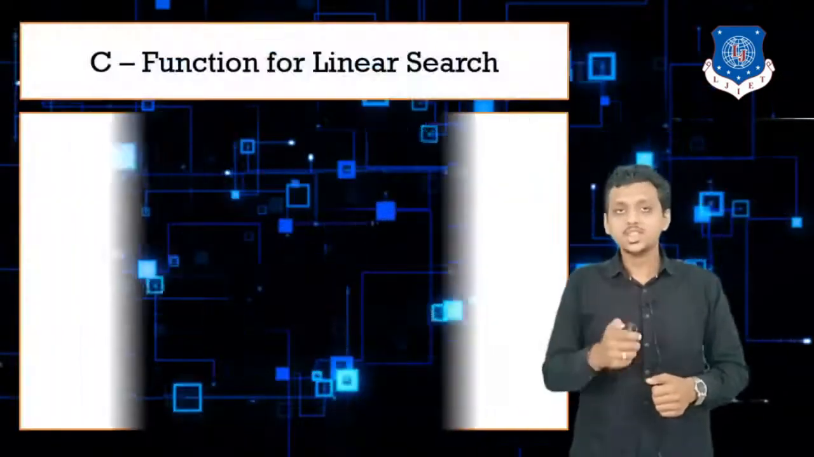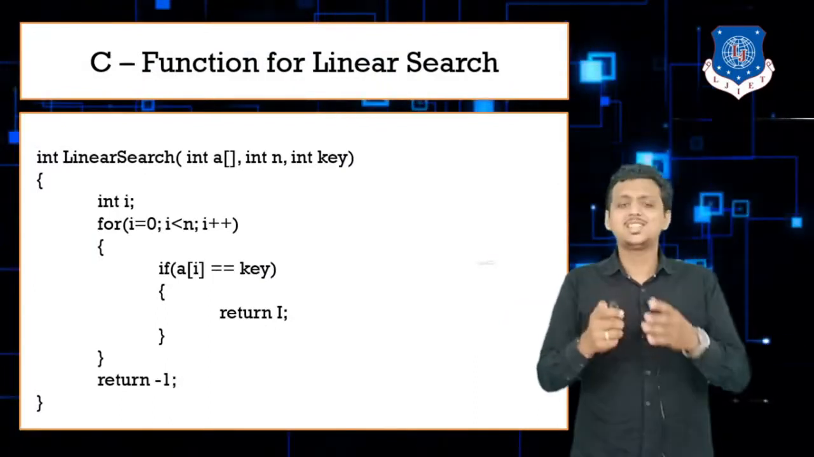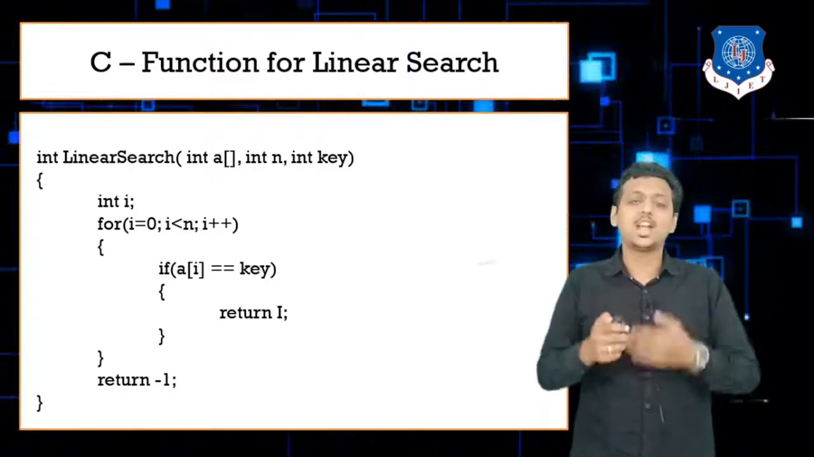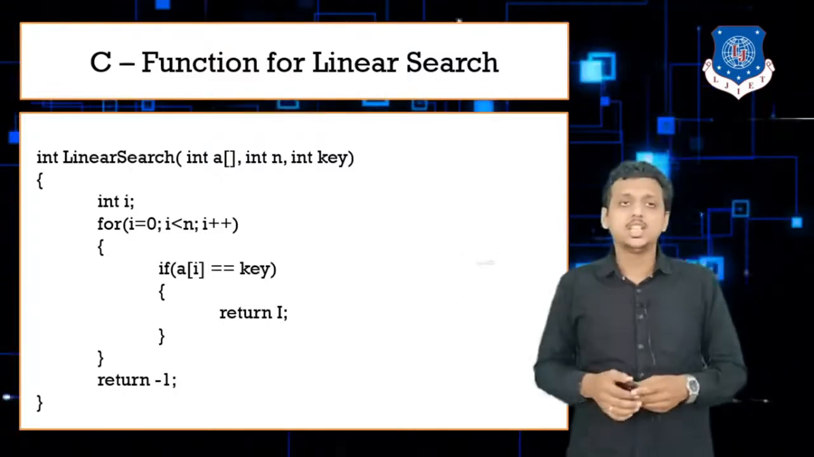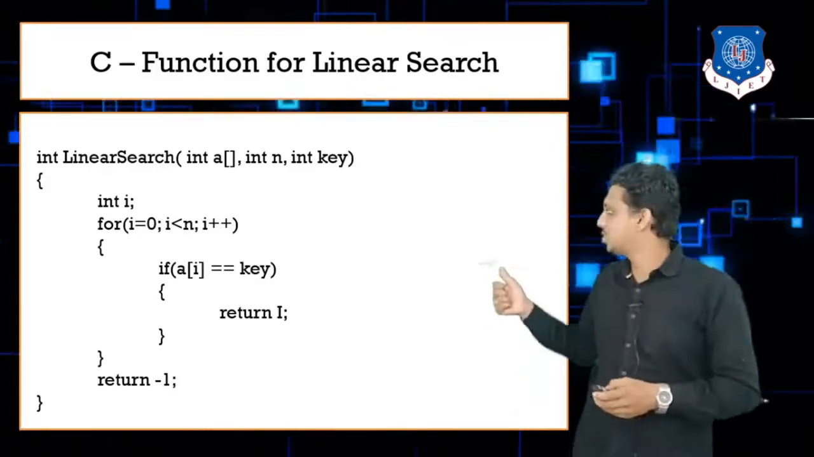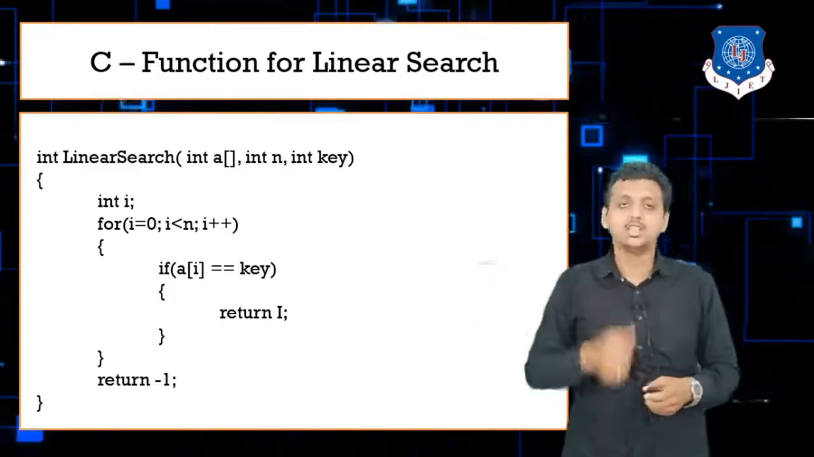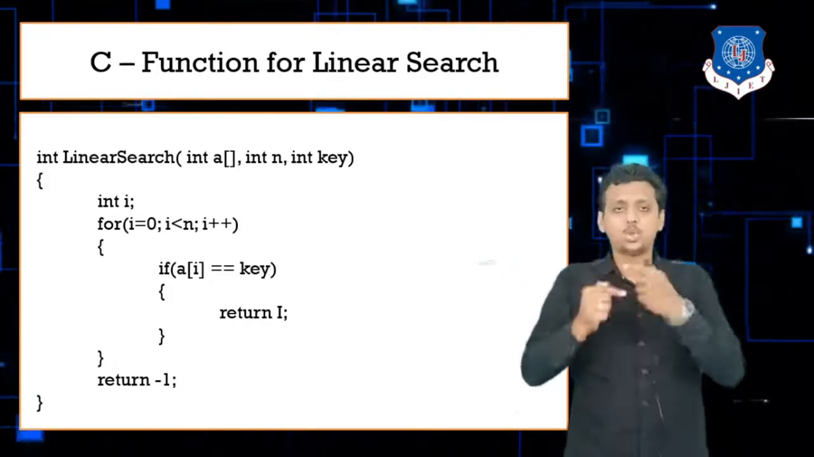Now here we have the C function for the linear search. See, it is the same as the algorithm. I'm just showing you in 2 or 3 examples how we can convert the algorithm into a C function. So here we have the integer return type because we are returning something. Integer linearSearch, integer array, integer n is the size, and integer key that we need to search out. Then I'm going to define the integer i for my for loop purpose.